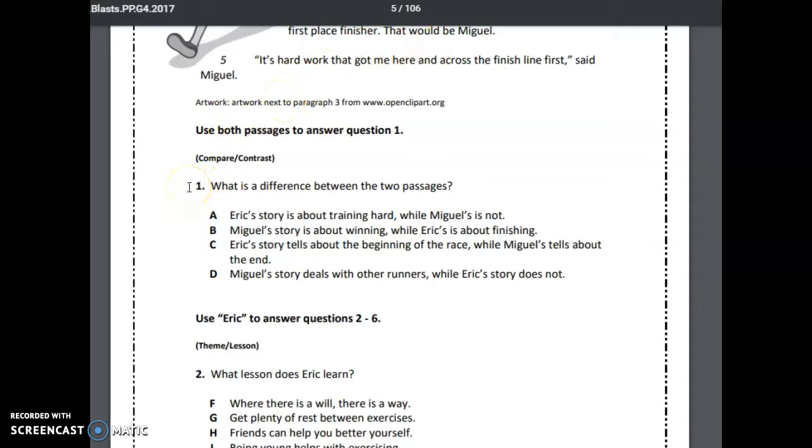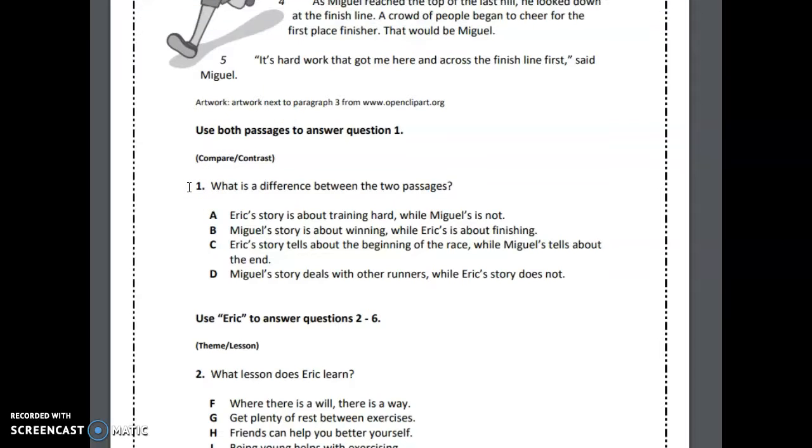All right. Number one, what is the difference between the two passages? A, Eric's story is about training hard while Miguel's is not. B, Miguel's story is about winning while Eric's is about finishing. C, so that's a maybe. C, Eric's story tells about the beginning of the race while Miguel's tells about the end.